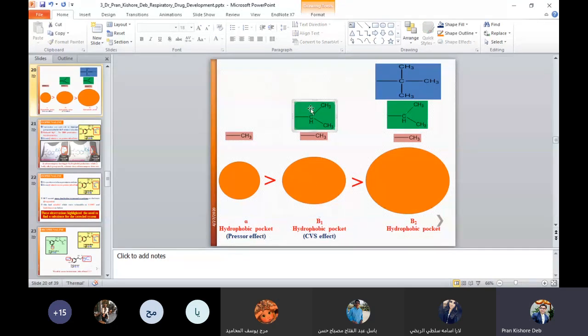But if it is an isopropyl group, it cannot bind to the alpha receptor. So the isopropyl group will not show the pressure effect; it will only show the cardiovascular side effect. Remember this point. Today I'm going to ask a lot of questions at the end of the lecture. And if it is tertiary butyl, then it will bind only to beta 2. That means if the alkyl group is tertiary butyl, it will not show the pressure effect, and it will not show the cardiovascular side effect.